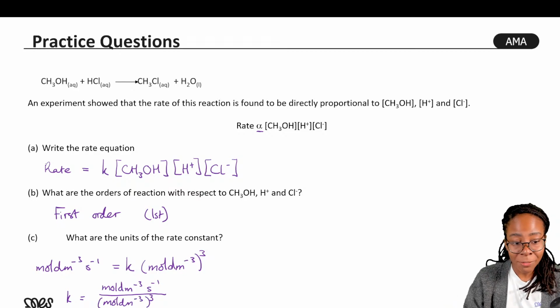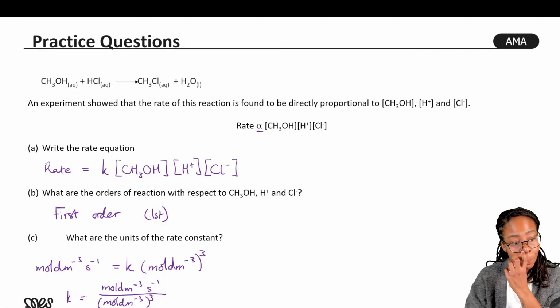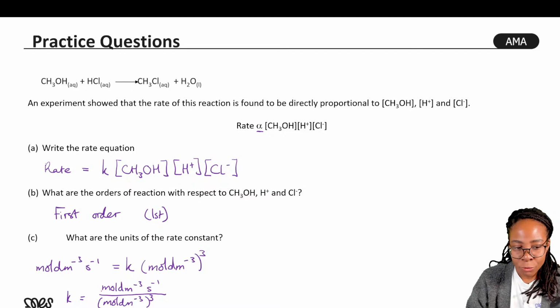Then, if anyone gets to the final units before me, let me know. Then we cancel out anything top and bottom that we can. So we can get rid of our moles per dm cubed on the top completely. And we can get rid of one of our moles per dm cubed on the bottom.